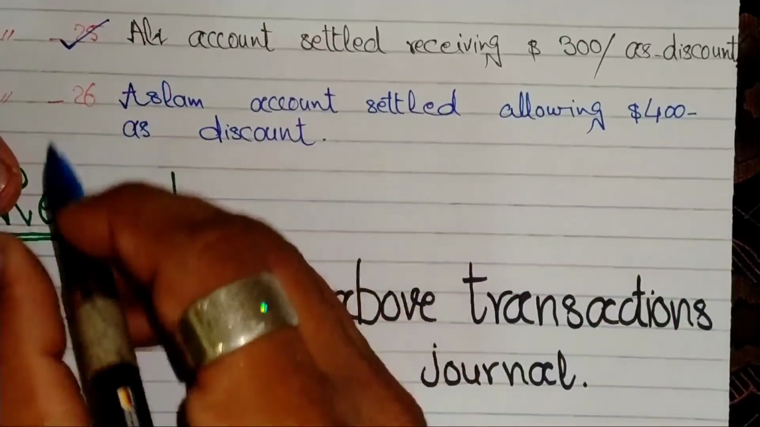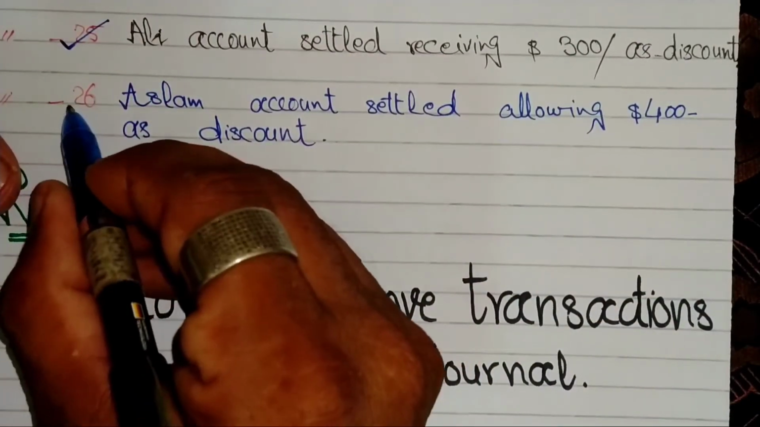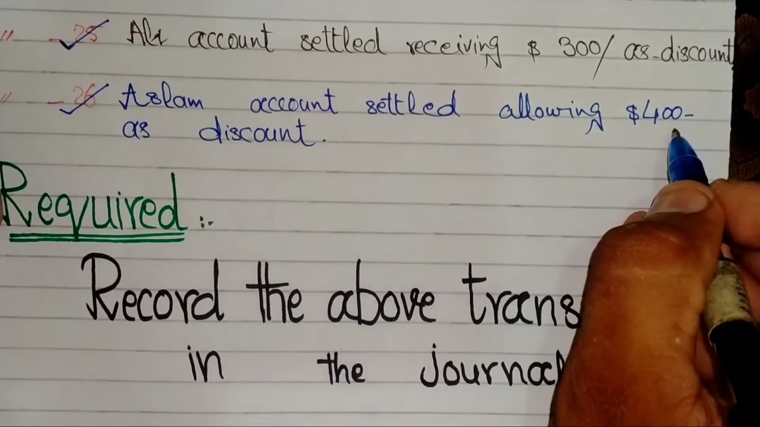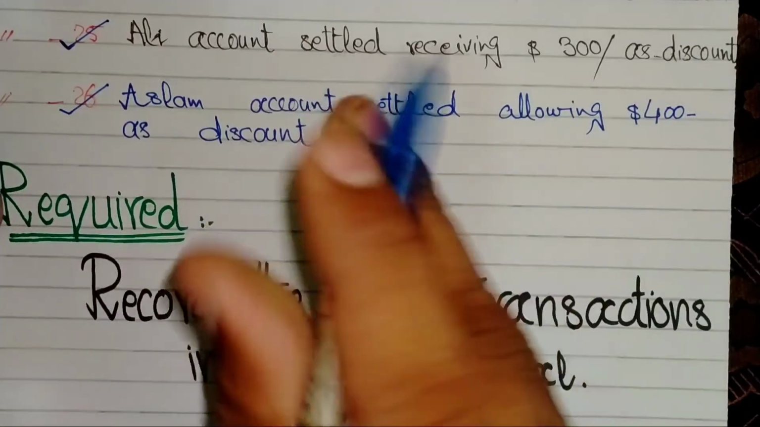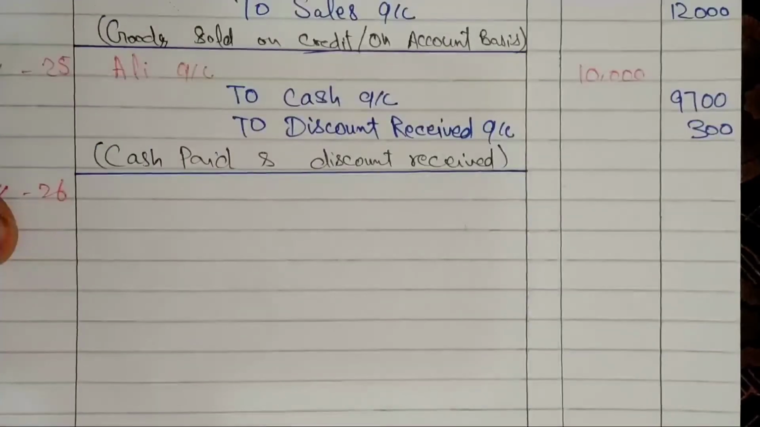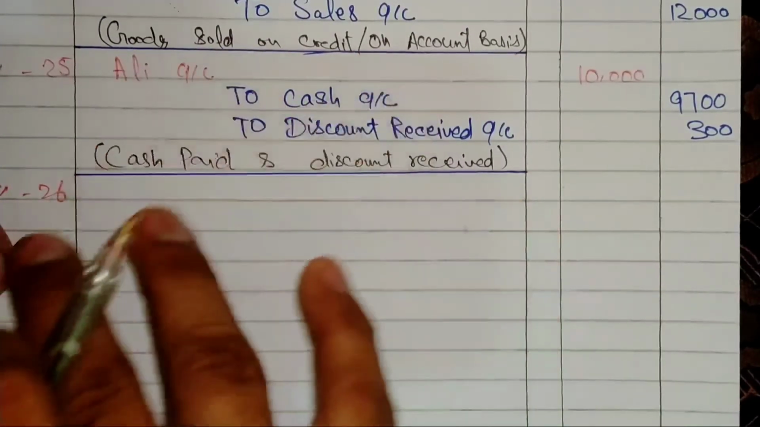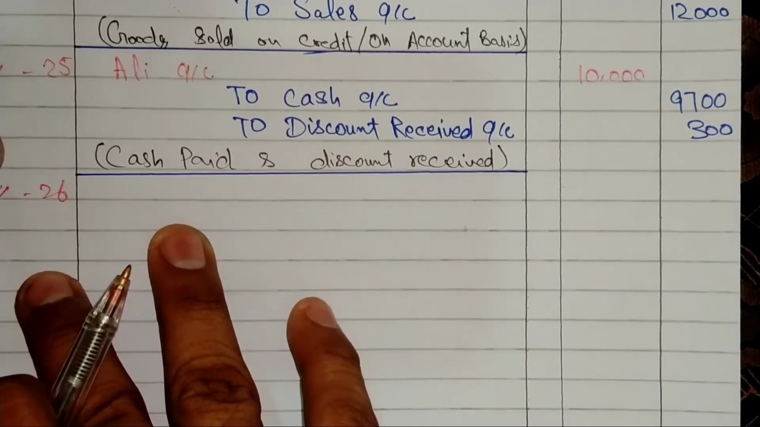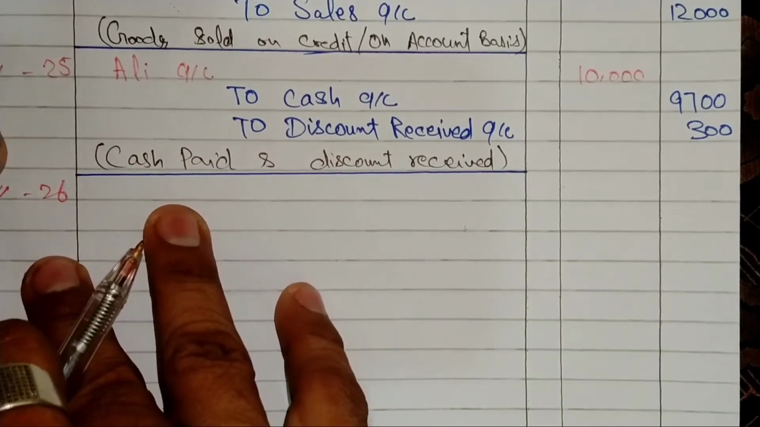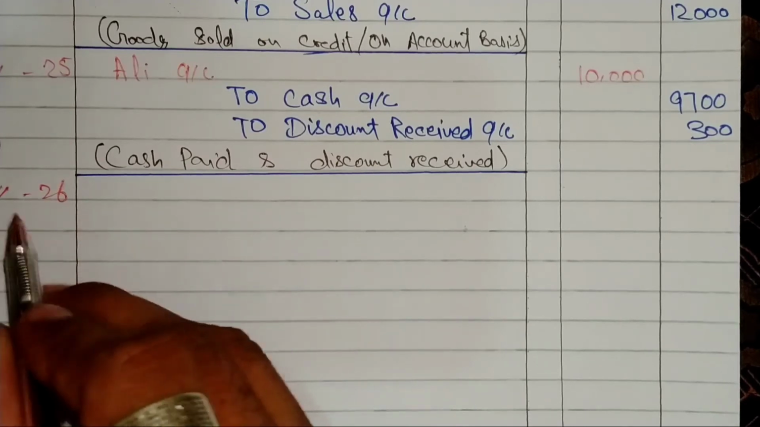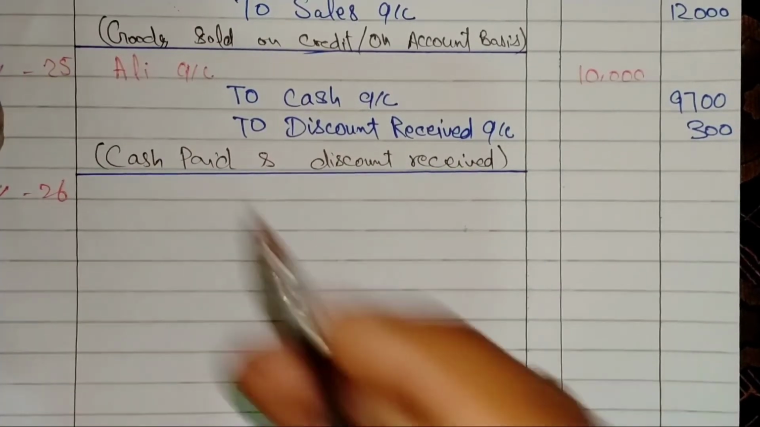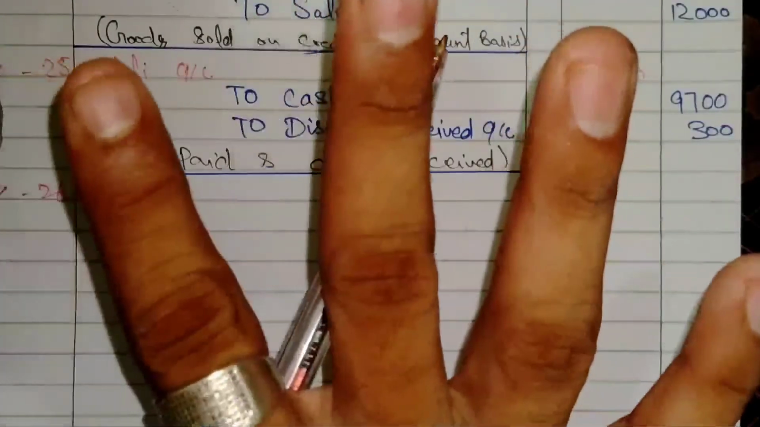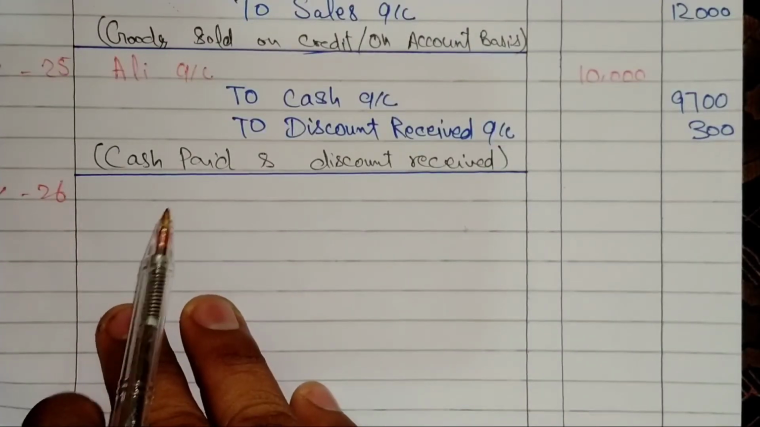The last transaction of Mr. Shakil's business is on March 26. Aslam account settled allowing $400 as discount. Same as the last entry, in this entry we will verify or recall the account of Mr. Aslam. So on March 26, Aslam account settled allowing $400 as discount.